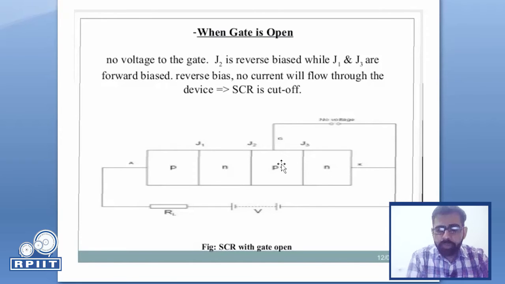So N to P is the direction our current goes, and from here P to N it will go. So J2 is forward biased, and N to P will go. Then again J1 is reverse biased. So this is mentioned over here. J1 and J3 are reverse biased, and J2 is forward biased in that case. So basically with reverse bias, no current will flow through the device. In that condition the device does not conduct any current.